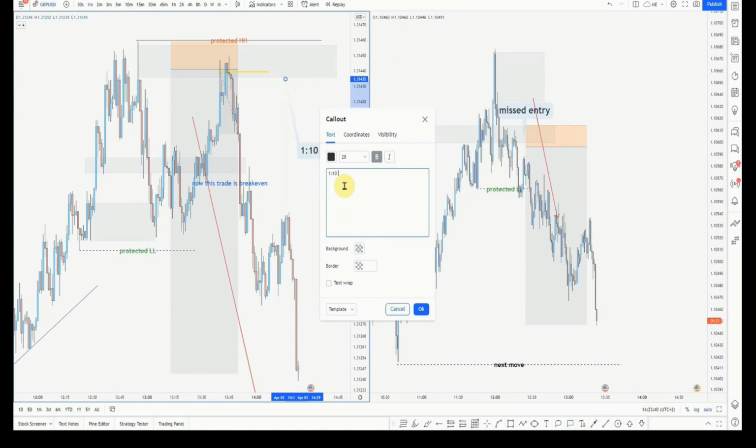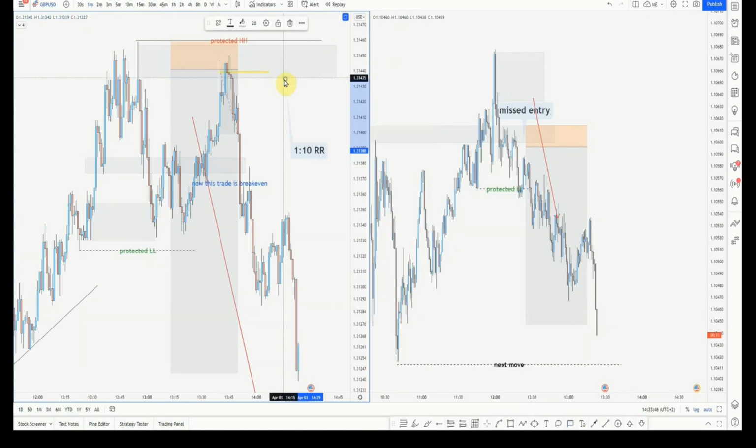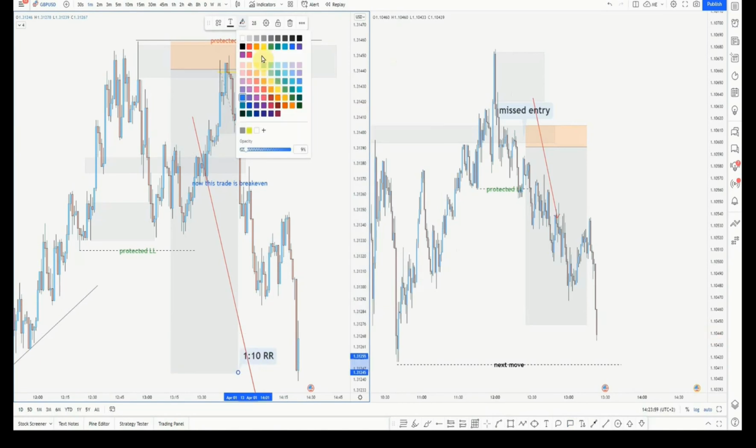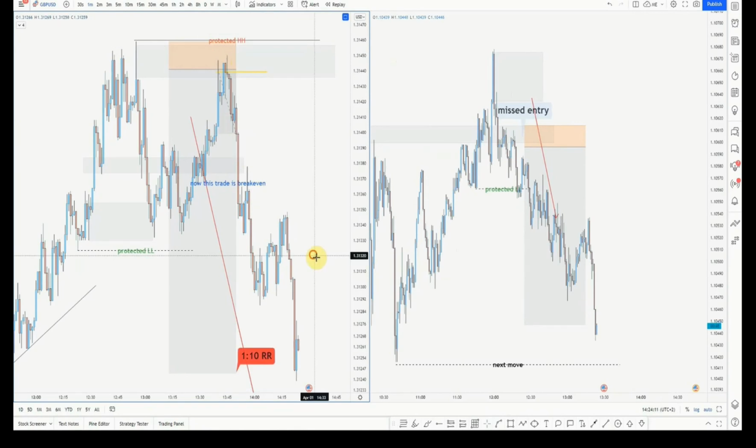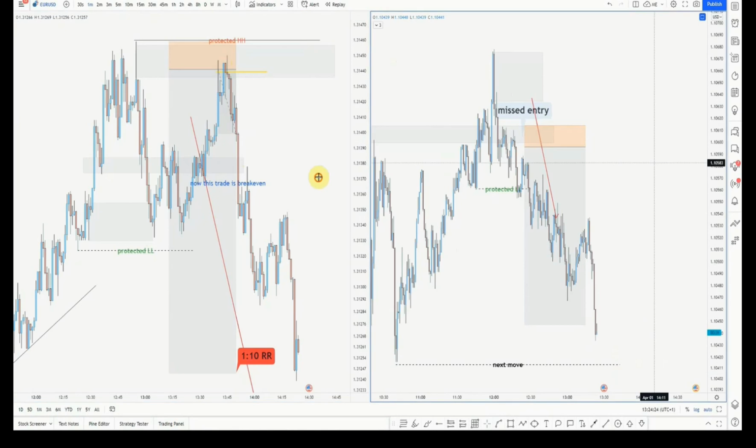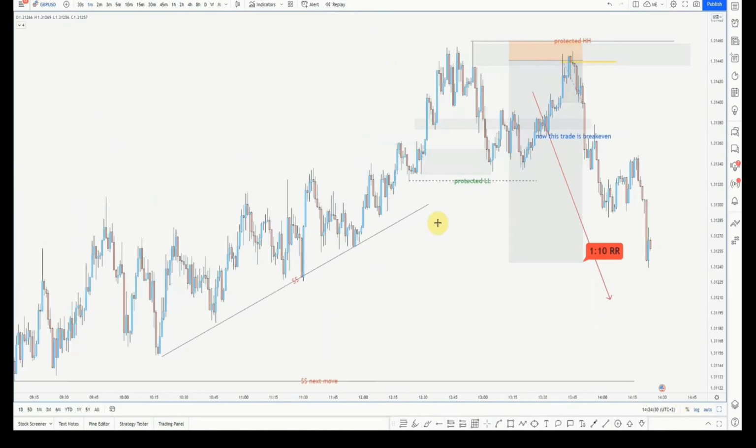Right now I have 10 RR. You can see EU and the GU running to the downside.